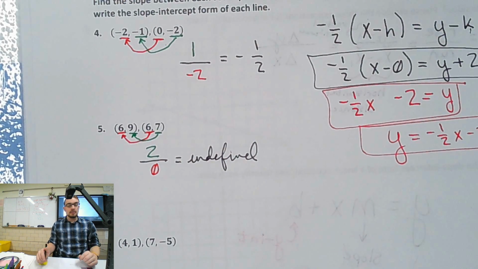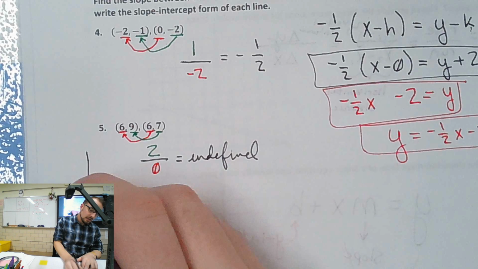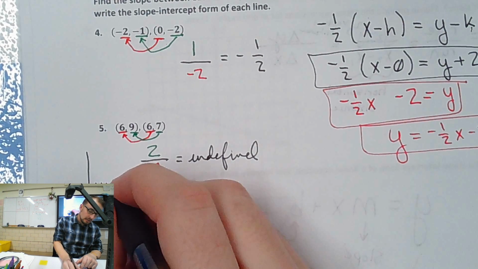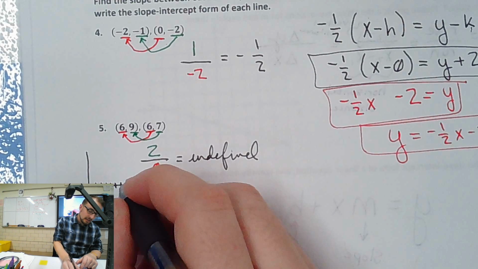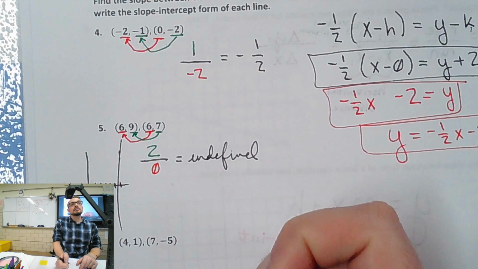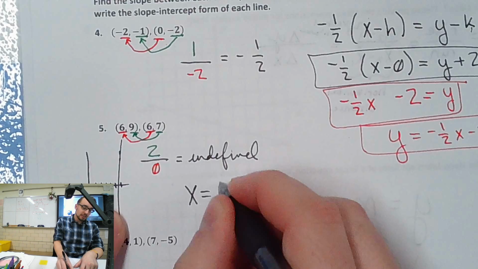Okay? So here's what we're going to do. Vertical line. It goes through the points 6, 9, and 6, 7. So what do those 2 points have in common? X is 6, right? So if I were to graph that, here's 6, 9, here's 6, 7, right? Vertical line. All the points there have x for 6, right? So the equation would be x equals 6. Done.